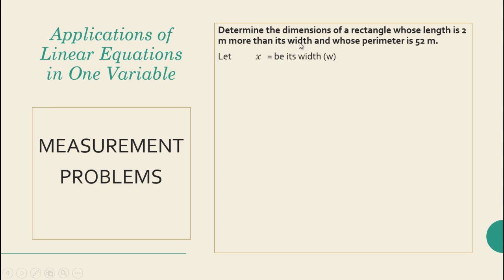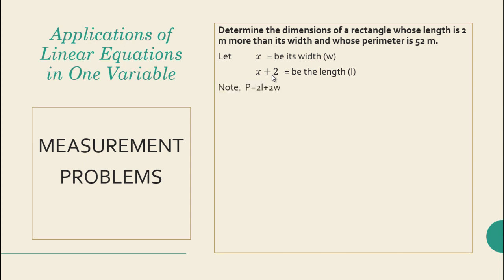Since we do not know what the width is. And the problem says the length is 2 meters more than its width. So, meaning, our length will be x plus 2. Its length is longer by 2 meters than its width. I mean, maybe you are confused. Again, we let x be our width. So, x will be our width. Then, our length is described as 2 meters more than its width. That is why we have x plus 2.